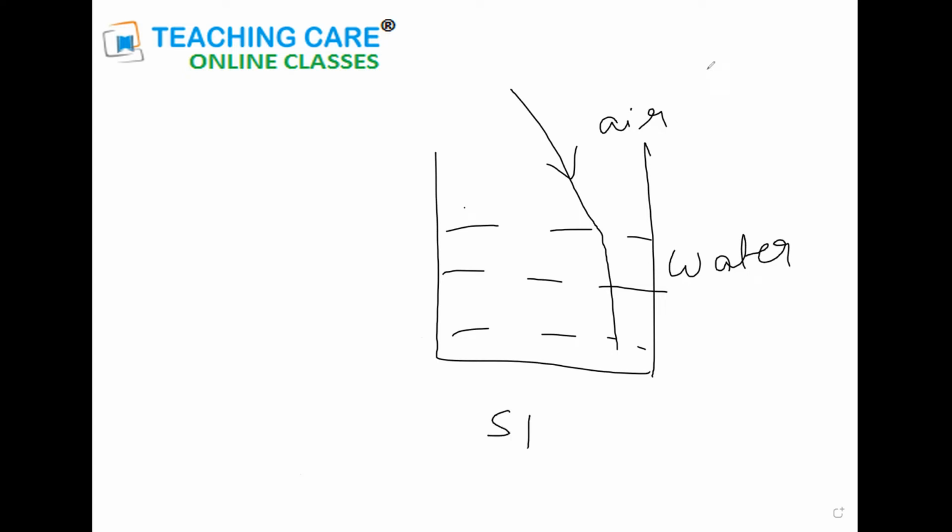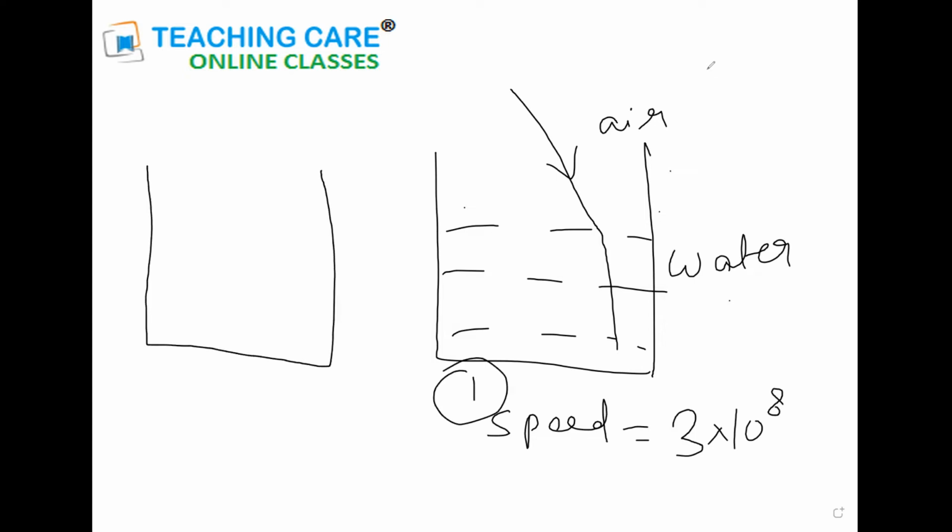So it has some speed of light in it. Suppose it is 3 into 10 to the power 8. Suppose, because only one medium changes there from air to water. This is the first case. Now in the second case, what we are doing, we are putting a glass plate here.